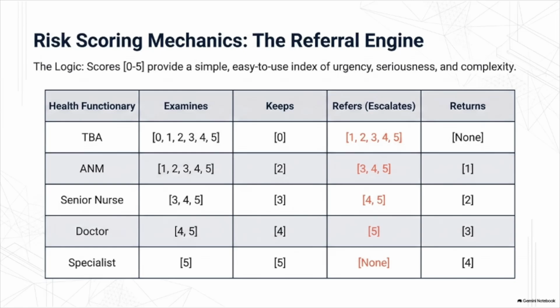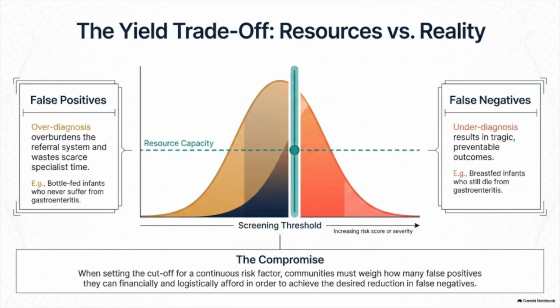and returns score 1. The senior nurse examines scores 3 to 5, keeps score 3, refers scores 4 and 5, and returns score 2. The doctor examines scores 4 and 5, keeps score 4, refers score 5, and returns score 3. And the specialist examines only score 5, keeps it, has nothing further to refer, and returns score 4 back down the chain. There is always a yield trade off between resources and reality when setting screening thresholds.